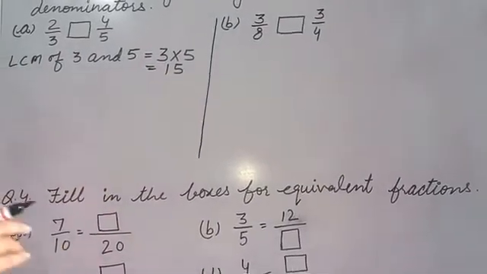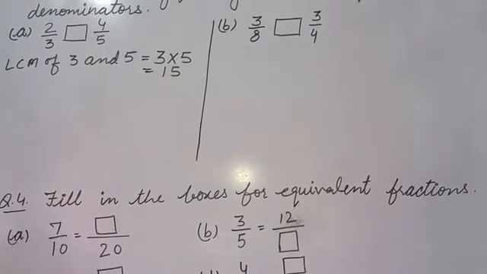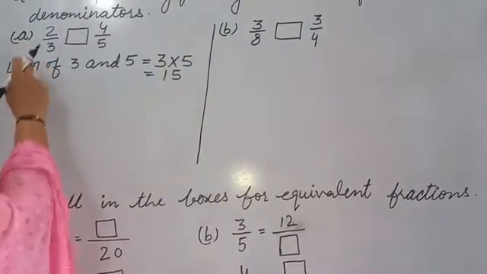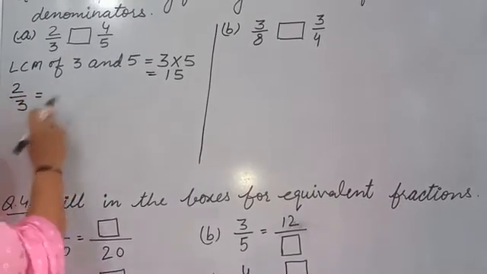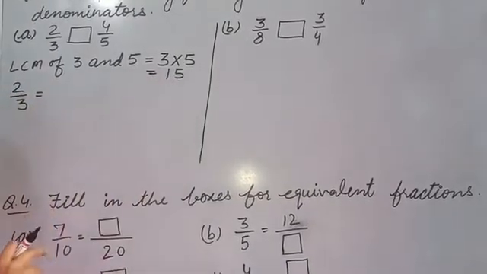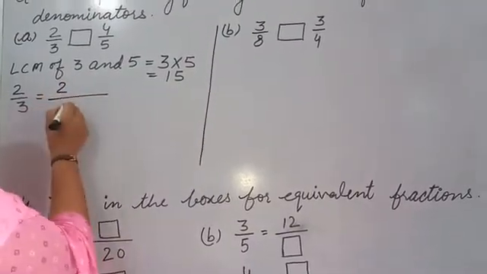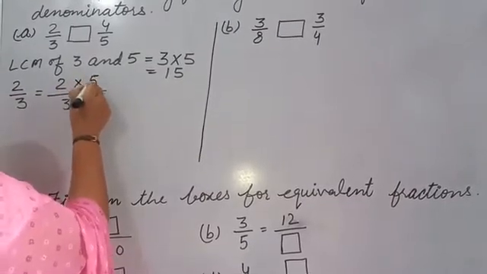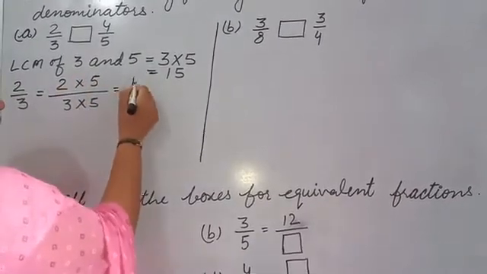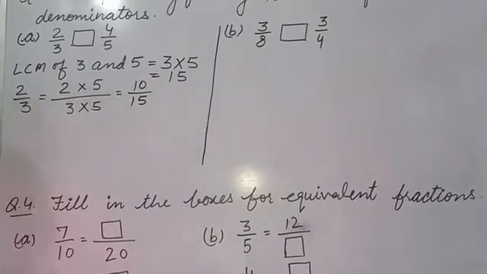Now we should make it like a fraction. How will we make the like fraction? Firstly we will take 2 upon 3. Now we should make the denominator equal to 15. How can we make 15? Multiply by 5. So 2 upon 3, both will be multiplied by 5. So 5 2s are 10 and 5 3s are 15. It becomes 10 upon 15.